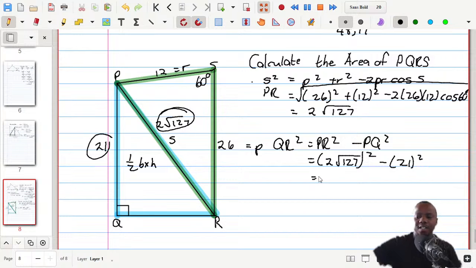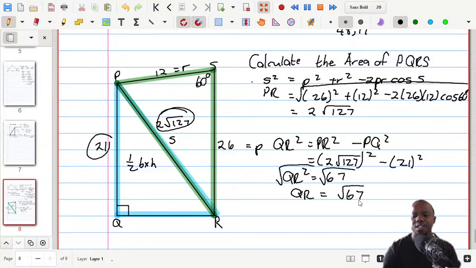And let's see if I type this into the calculator what it's going to give me. So 2 square root of 127 all squared, minus the 21 squared. And I get this to be 67. This is QR squared. So in other words, to get the value of QR, this would just be the square root of 67. This is not what the question asked me.